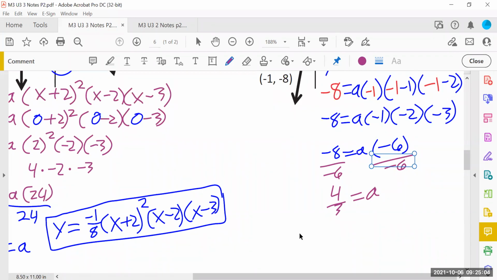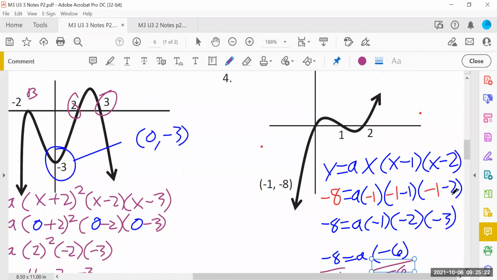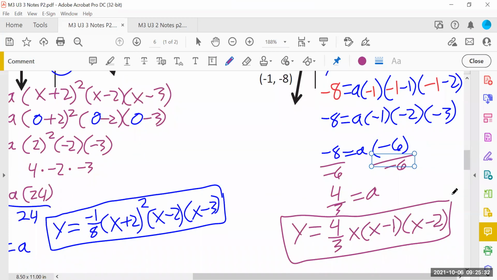Final answer here then, y is equal to 4/3 x times x minus 1 times x minus 2. There's our full answer. Does that make sense? Does the end behavior match a positive A value? Right? Low, high is positive. So we should be good.